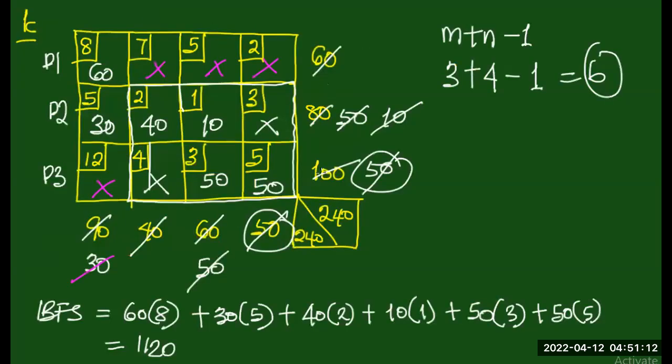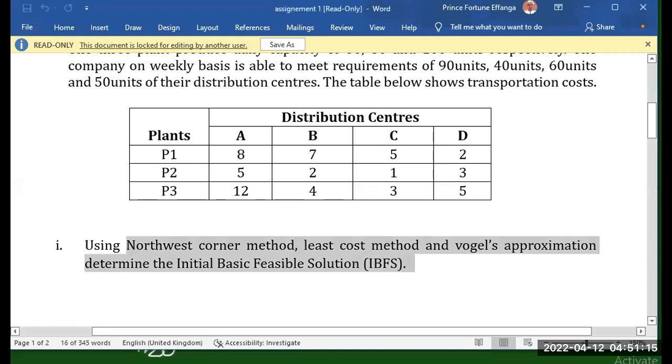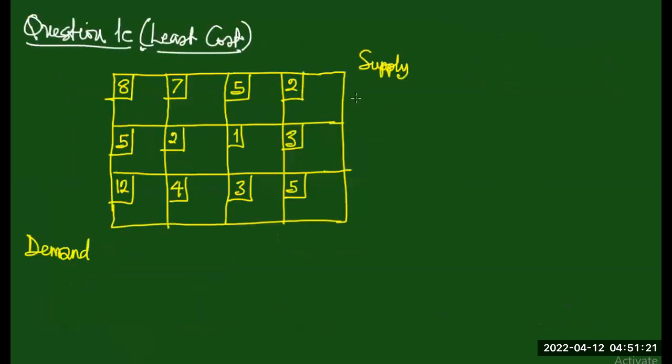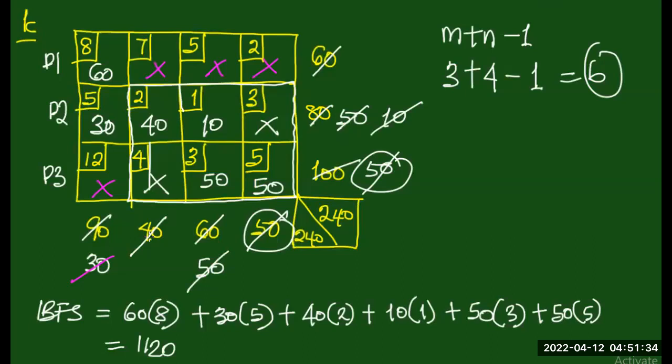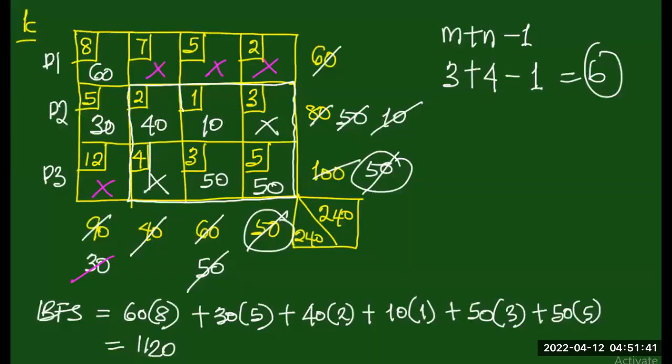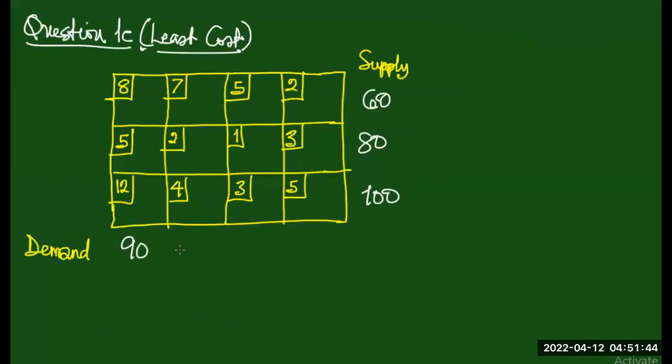We had 60, 80, 100. And the demand: 90, 40, 60, 50.